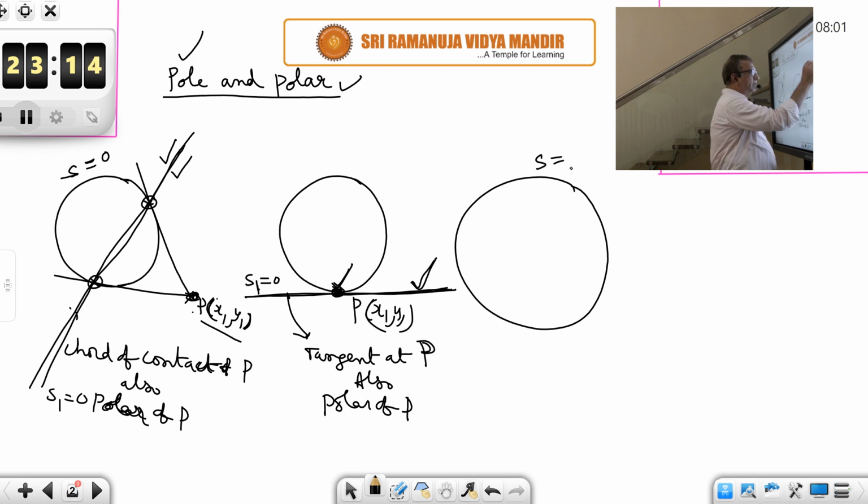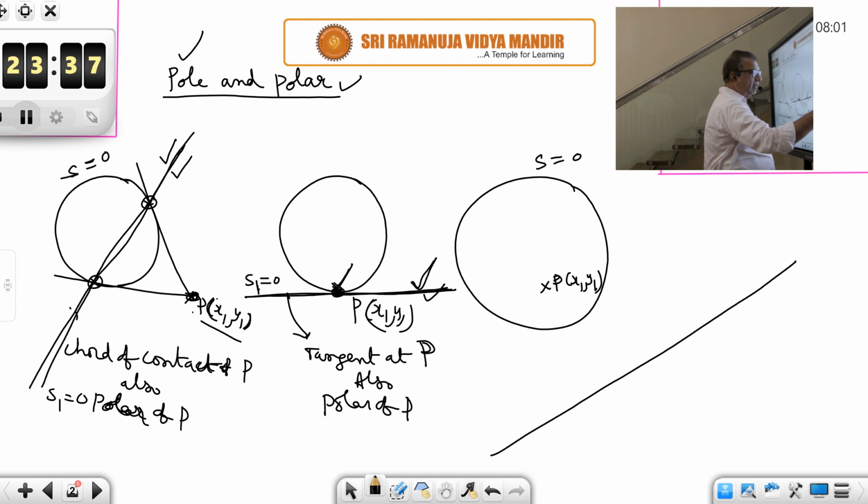This is the circle S equal to 0. Point P is inside the circle. Here there is no tangent at P, because the point P is inside. There is no chord of contact of P also, but polar is defined, and polar will be a line far away from the circle, not at all meeting the circle. Its equation is S1 equal to 0.